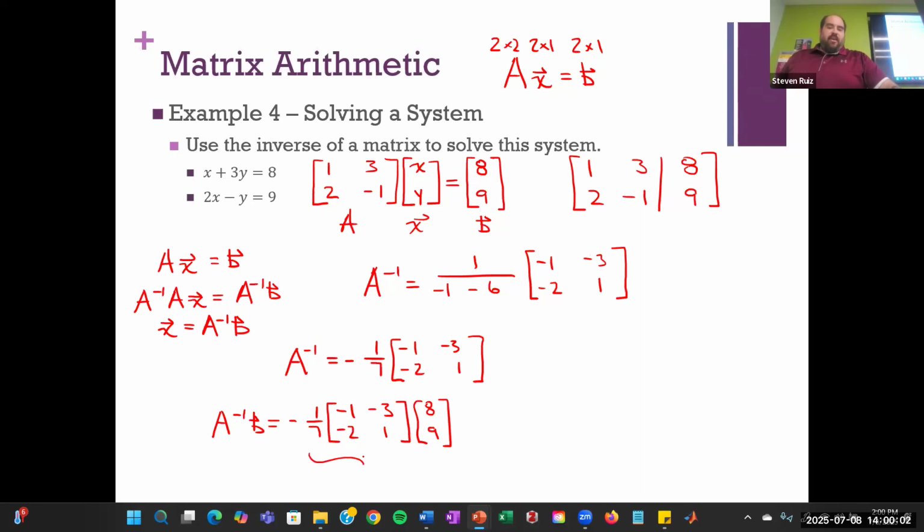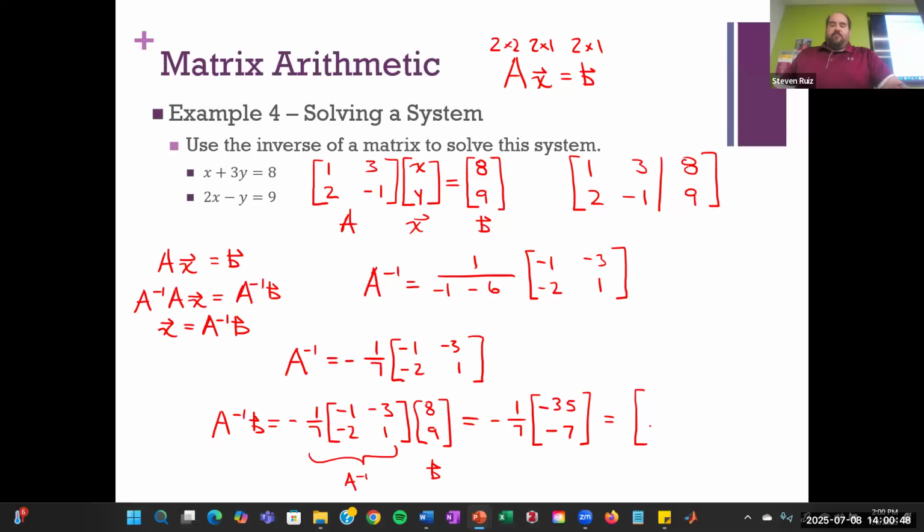So now this thing right here is A inverse. This column vector is B. And when I multiply these together, I should get X. I should know what X and Y are. So I'm going to keep this scalar till the very end. What do I get when I multiply A inverse by B? -8 minus 27, so minus 35. And then -16 plus 9, -7.